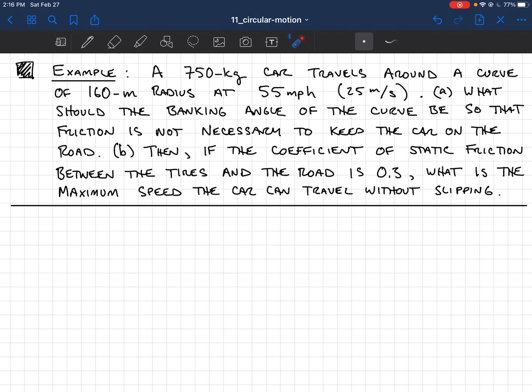So we have a car traveling around a curve, and we say that the radius of curvature of that curve is 160 meters. And we're told the car is driving 55 miles an hour, which turns out is 25 meters per second. So what should the banking angle of the curve be so that friction is not necessary to keep the car on the road? Well, let's look at it. So the picture here is that we have a road that's angled with respect to the horizontal, and the car is driving on that banked curve.